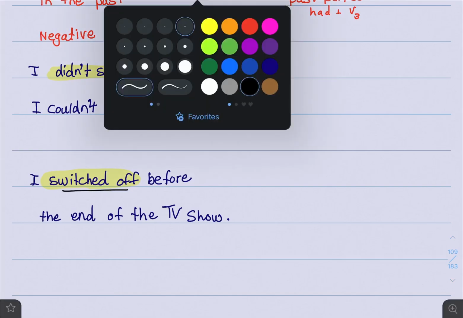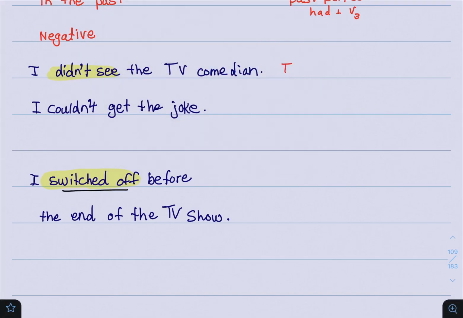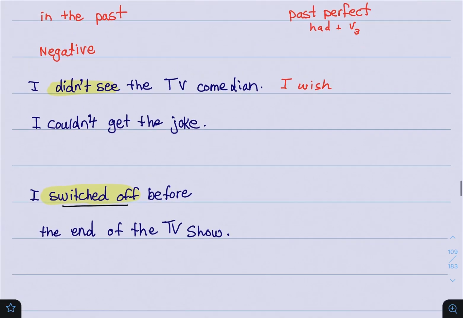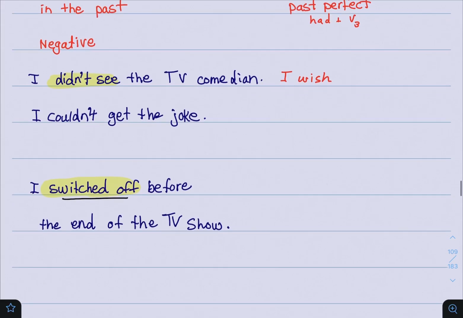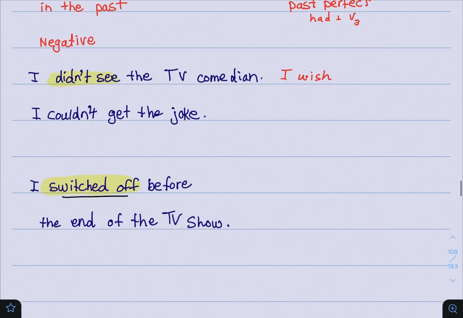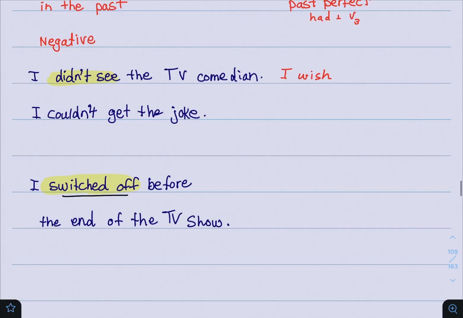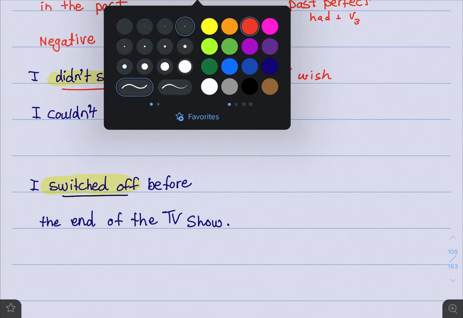Now let's take a look at the first one. I didn't see the TV comedian. So what you are gonna do first is that you're gonna start your statement with I wish. راح تبدأون جملتكم ب I wish. Okay, so you are gonna wish for the opposite. شيء طبيعي إن لما تتمنى راح تتمنى عكس الشيء. فإذا كانت الجملة negative راح تتكون affirmative، لكن إذا كانت الجملة affirmative إذا استخدمت I wish راح تتحول إلى negative.